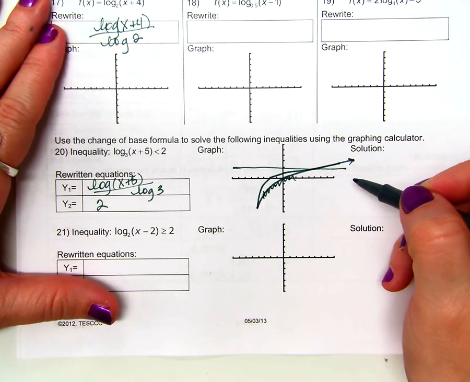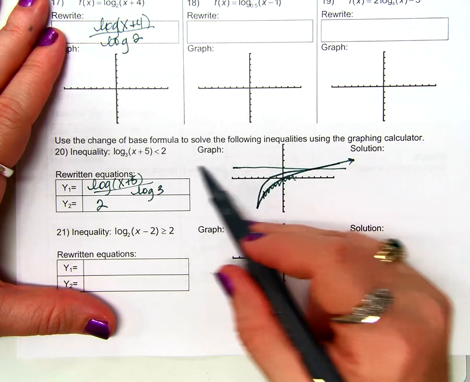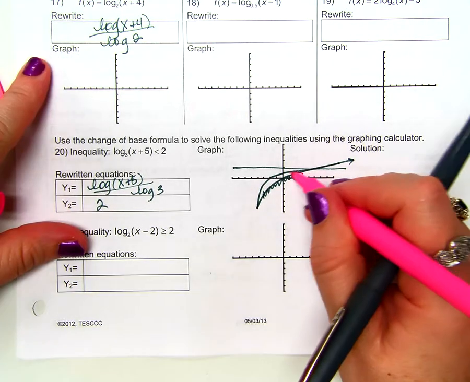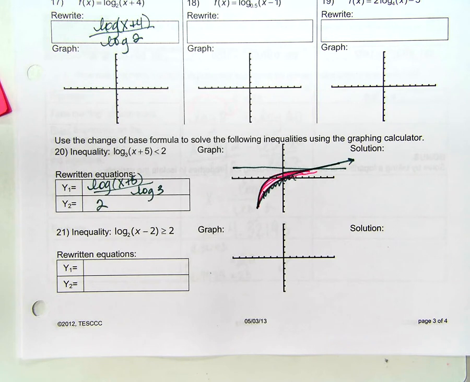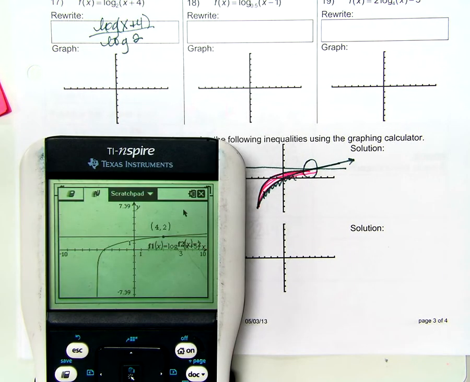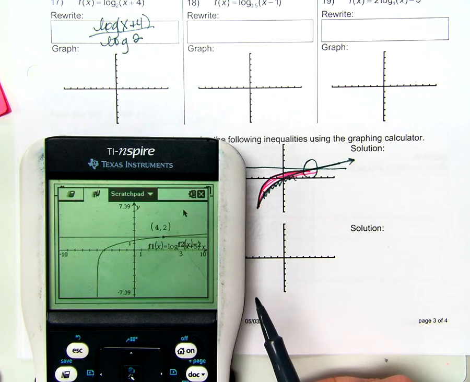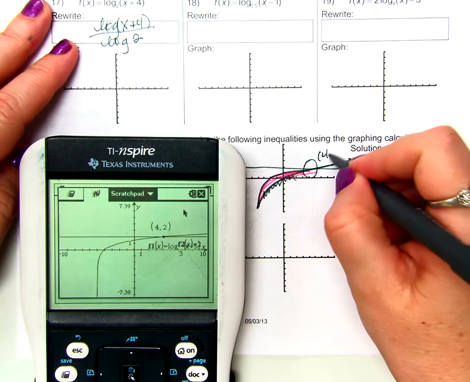Okay? So it's saying, when is the curvy part, the log part, less than 2, the horizontal line? Well, can you see that it's this part right here? Okay, so what do I need to know? I need to know the intersection, don't I? Okay. By magic, I've already found the intersection of 4, 2. You know how to do that, right? I'm not skipping over something you don't know how to do. Okay, 4, 2.